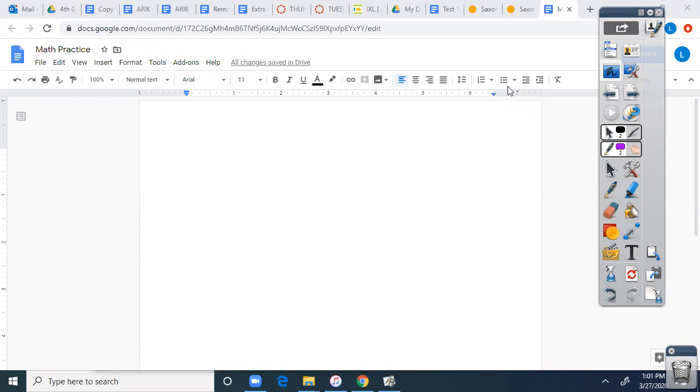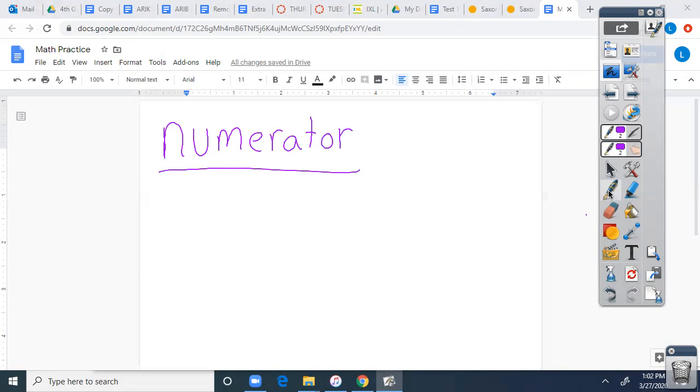Okay, we are going to talk about numerators and denominators. What is a numerator? And what is a denominator? Perfect. Numerator goes on top and denominator goes on the bottom. If you don't know this, you need to write it down. Because in your homework it will say, with a denominator of this, so you need to know that the denominator is the bottom number, basically.